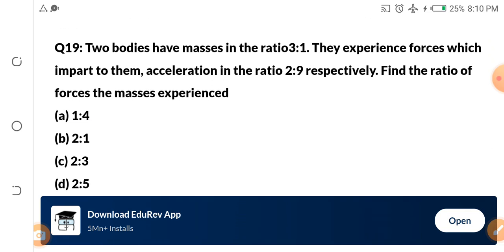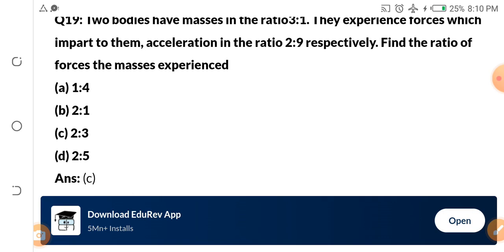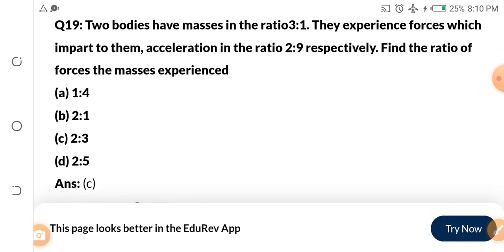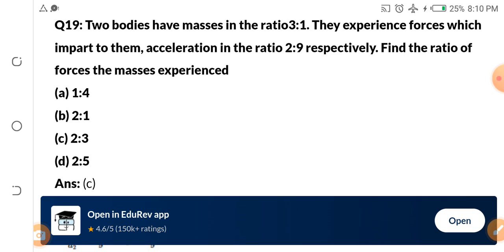Look at this question 19, calculation question. Two bodies have masses in the ratio of 3:1. They experience forces which impart to them acceleration in the ratio of 2:9 respectively.